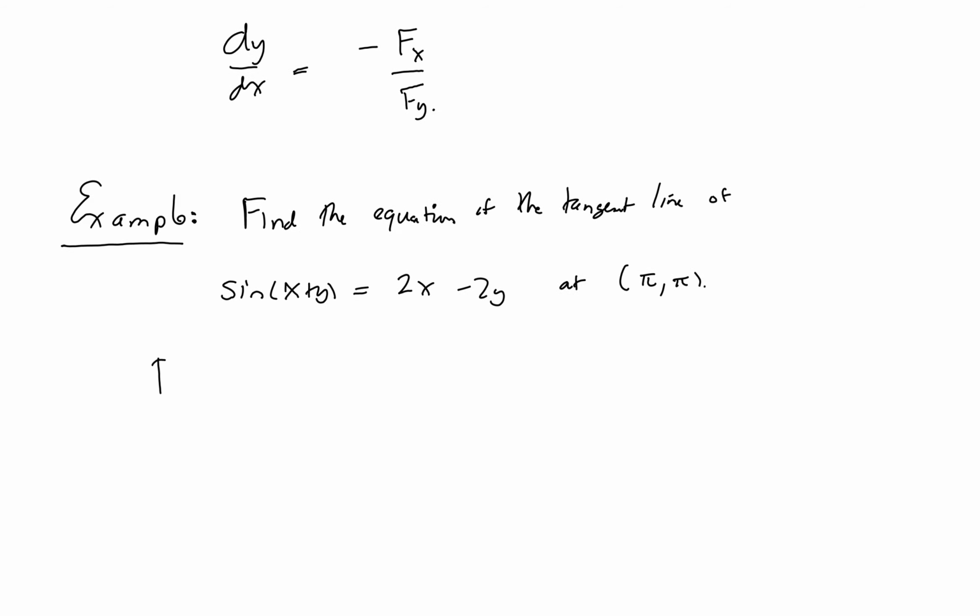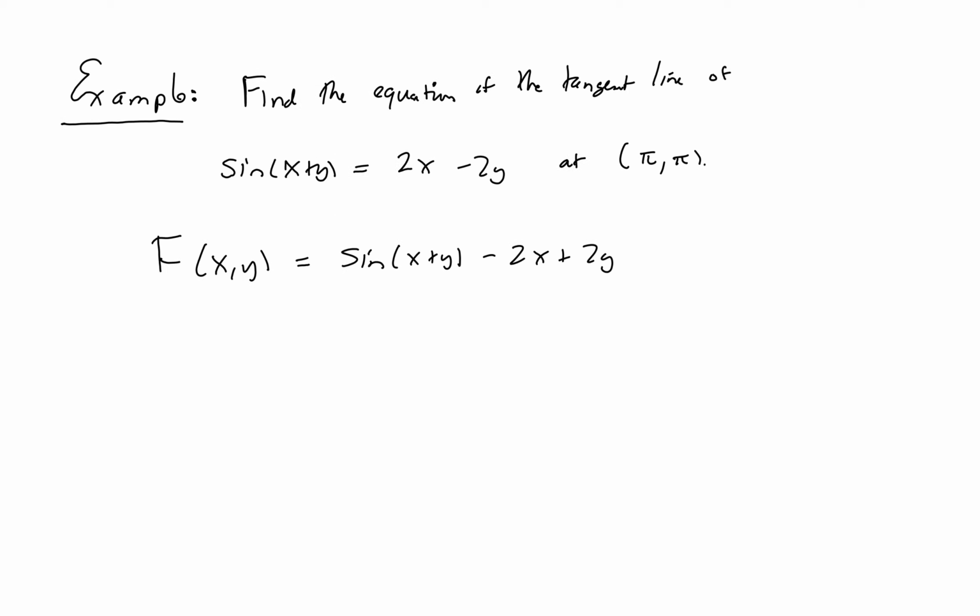Okay, so our first step is we're going to set f of x, y to be sine of x plus y minus 2x plus 2y. And then we can find our partial derivatives. So f sub x, take the derivative with respect to x, I'm going to get a cosine of x plus y, and then the derivative of the inside is just the derivative of x, which is just 1, and then I'm going to get a minus 2. F sub y is going to be cosine of x plus y, and then again the derivative of y is 1, and I'm going to get a plus 2.